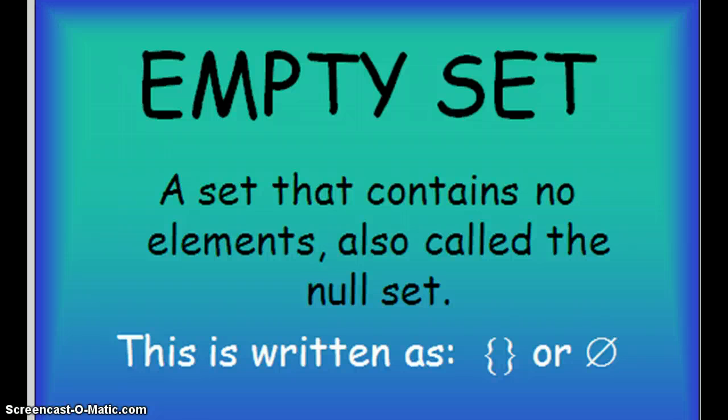Alright, next vocabulary word is the empty set. This is a set that contains no elements, and it's also called the null set. Okay, so it is what it says. It's an empty set. There's no elements. And there are two ways to write the empty set. Sometimes you'll see it written as the braces with nothing in it, or this symbol for null.